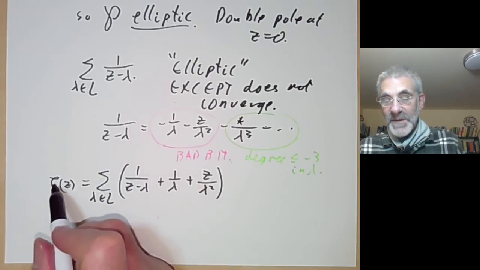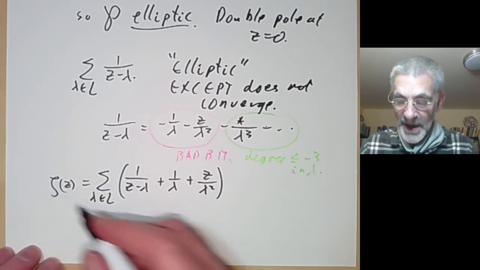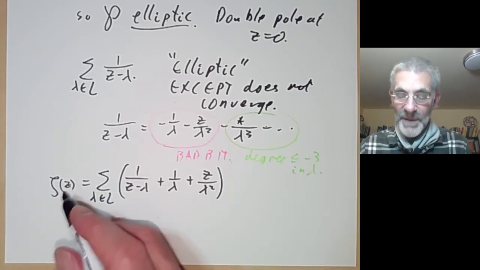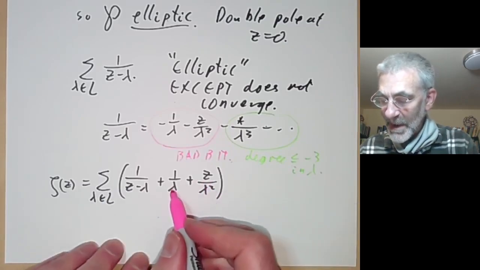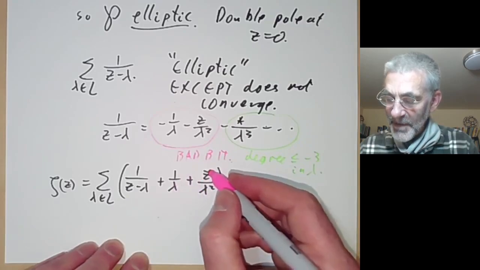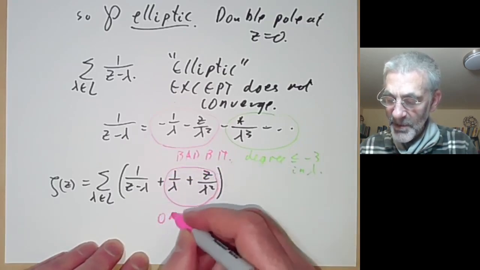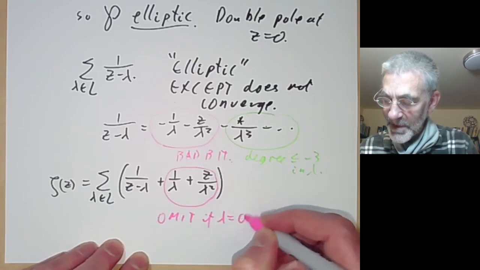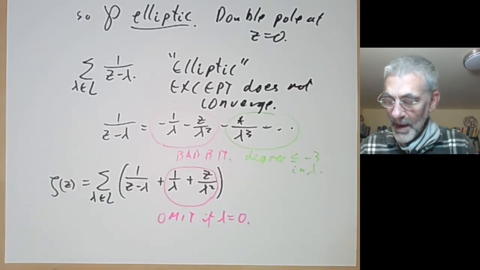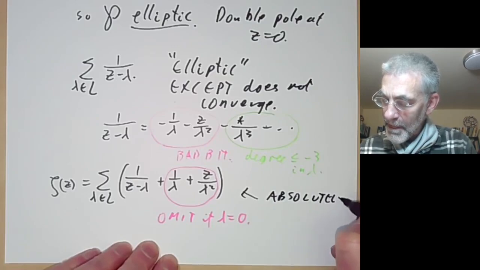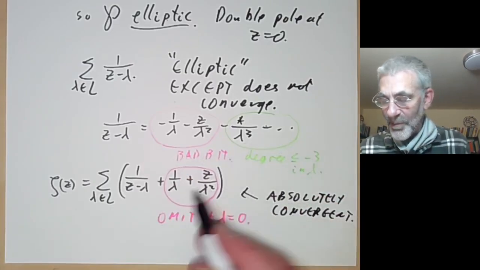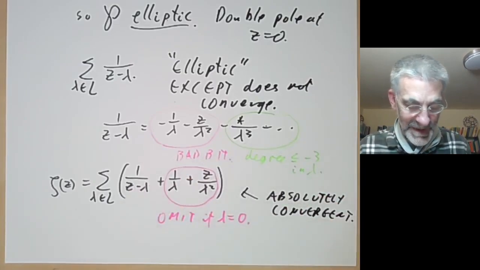And you shouldn't confuse this with the Riemann zeta function. This is the Weierstrass zeta function, which has absolutely nothing to do with the Riemann zeta function and just confuses everybody. And there's a bit of a problem here, because when lambda equals 0, this bit becomes infinite. So just as with the Weierstrass function, we just omit lambda equals 0. And now this series is absolutely convergent, and it converges uniformly on compact subsets, provided we stay away from the poles and so on. So it's as nice as you could possibly want.